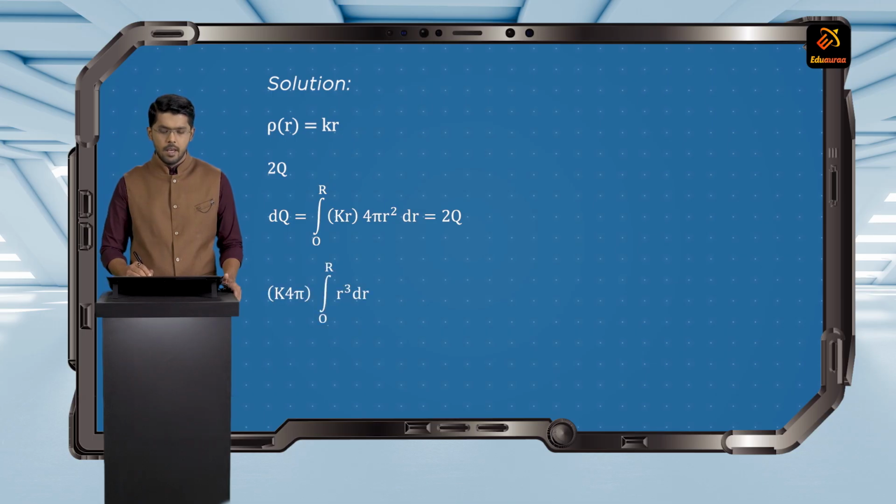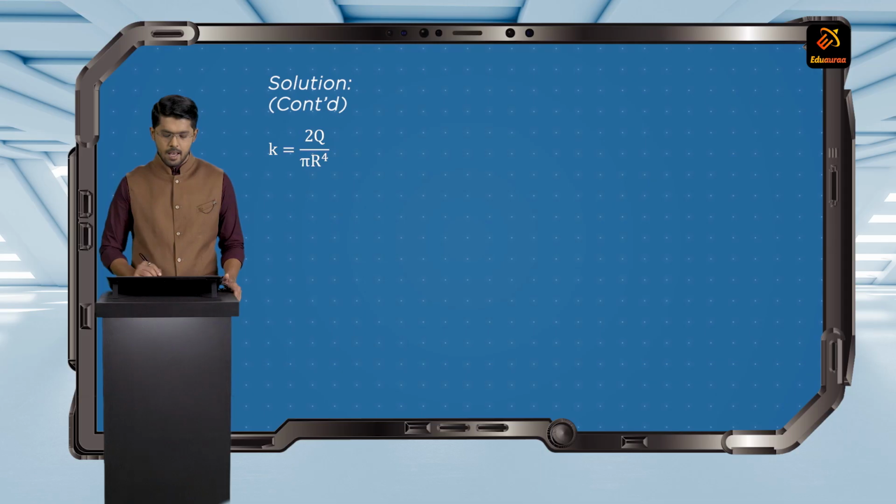So let's try to integrate this. You have k into 4 pi, which can be taken constant. You have r to the power 3 dr integrating from 0 to capital R. Now, when you integrate, you get 4 pi k multiplied by capital R to the power 4 by 4. Now, you can simplify this and you get pi k into capital R to the power 4. Now, according to the question, that is equal to 2q. So, therefore, the value of k is 2q upon pi into R to the power 4.